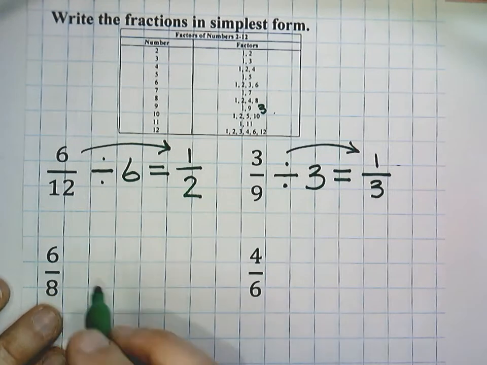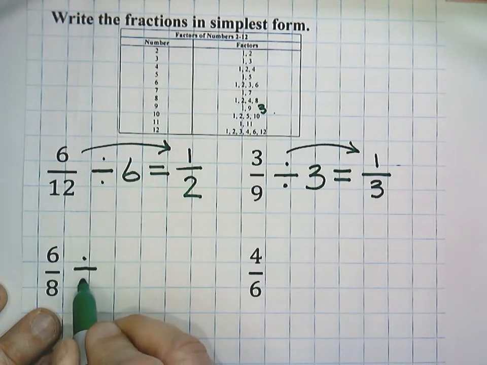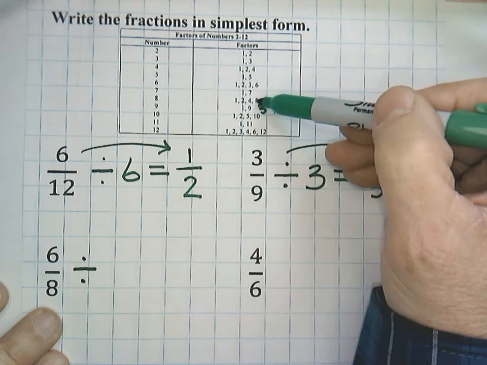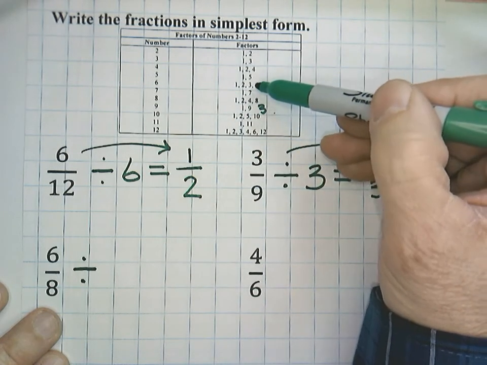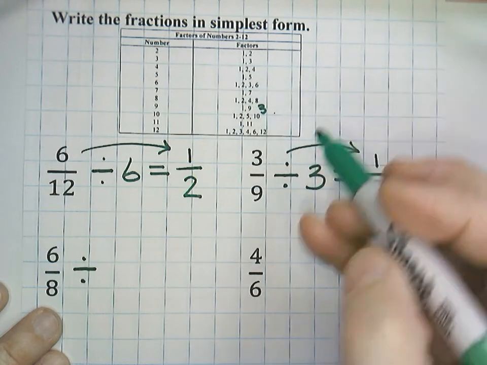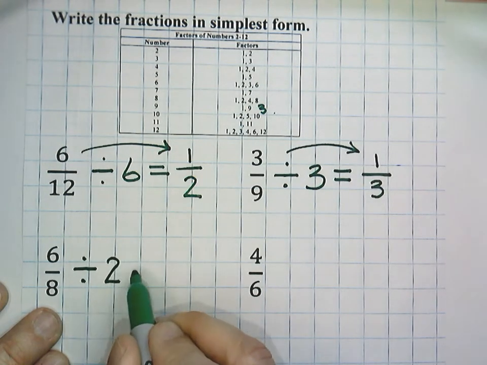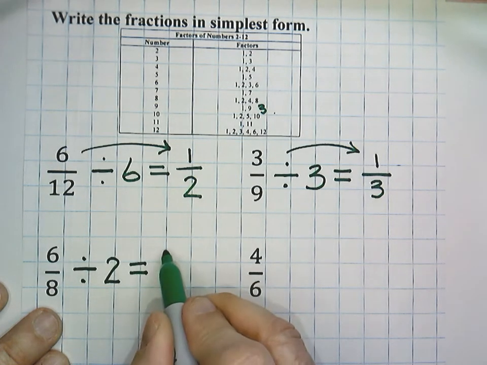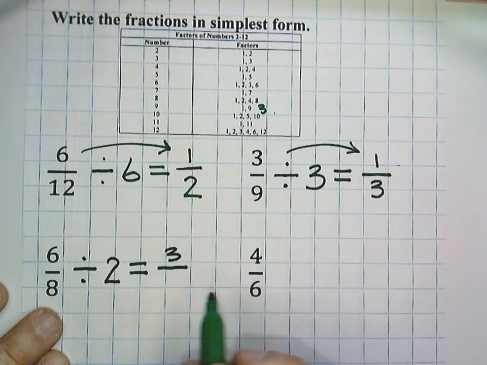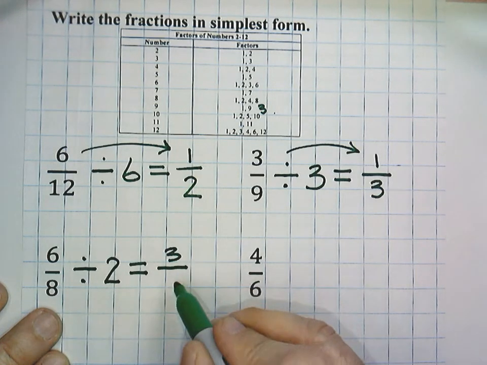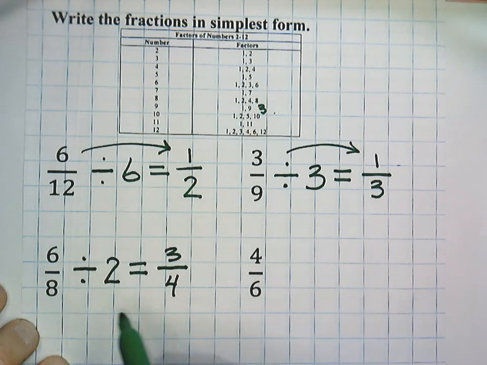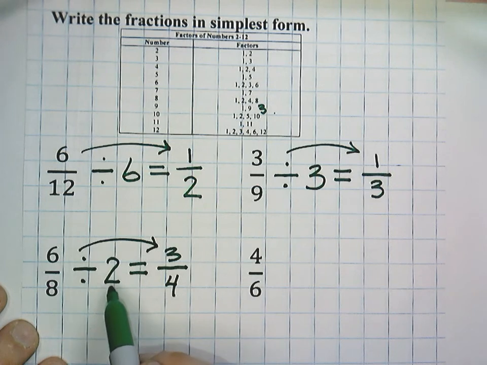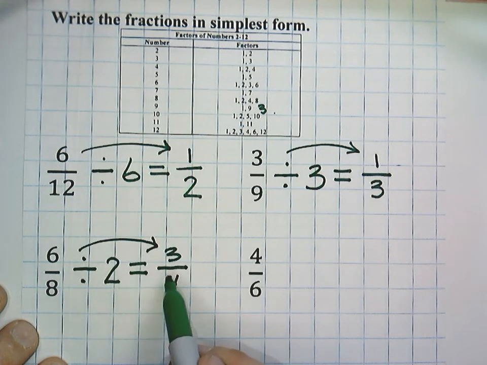6/8. Factors of 6 and factors of 8. And when I check both of these lists, I can see that 2 would be my greatest common factor. 6 divided by 2 would be 3. And 8 divided by 2 would be 4. So 6/8 would simplify using our division and greatest common factor of 6 and 8 would simplify to 3/4.